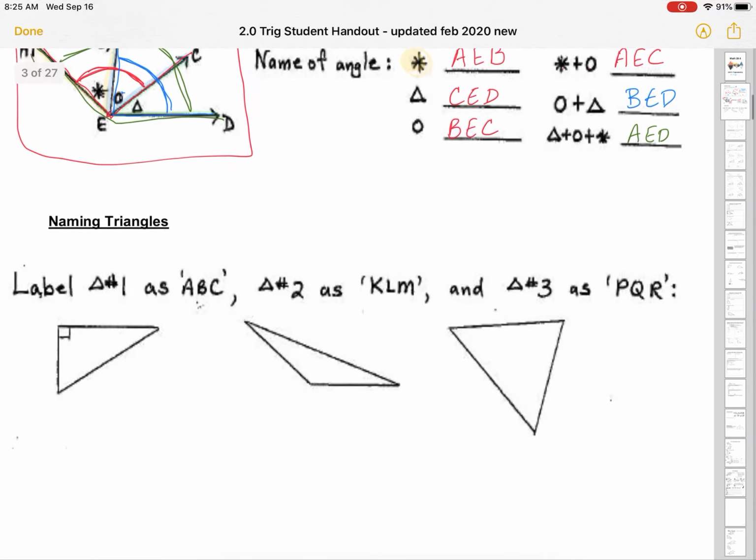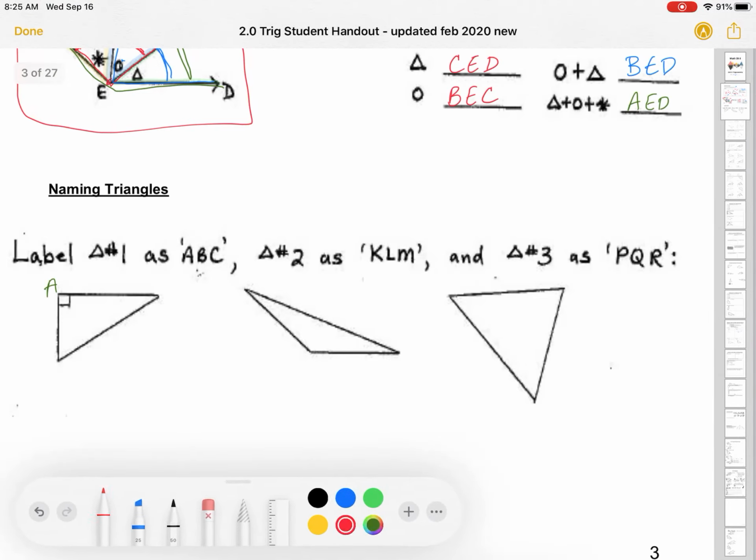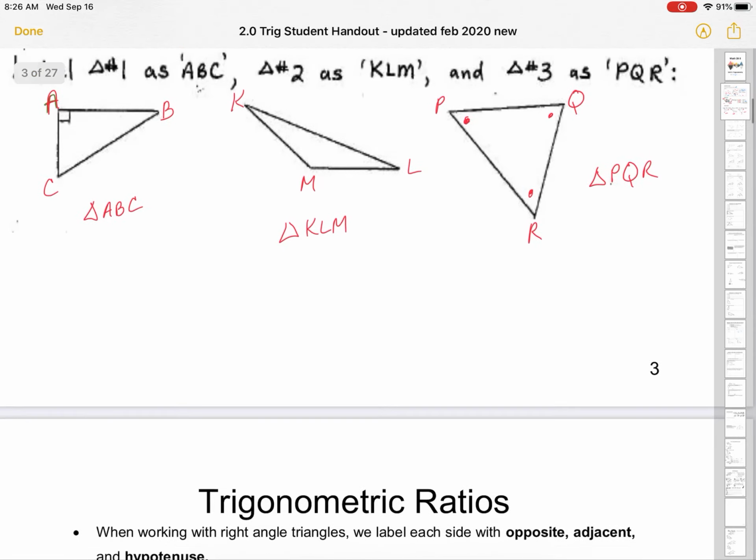Okay, let's practice a little labeling. We're going to label angle 1 as ABC, angle 2 as KLM, and triangle 3 as PQR. All we do is assign a letter to a corner. A, B, C, and we would call this triangle ABC. Number 2, KLM, triangle KLM. Number 3, PQR, triangle PQR. A lot of times you'll find that the triangles will be labeled for you, and that's important because it's going to identify which angle we might be looking for. But if you wanted to, that's how you would label those.